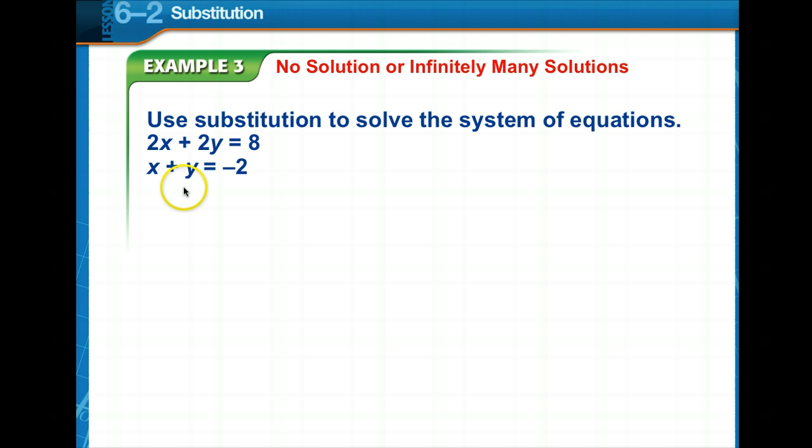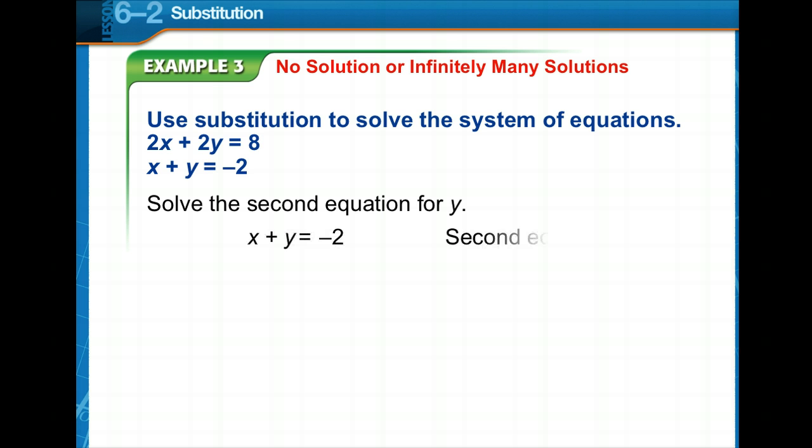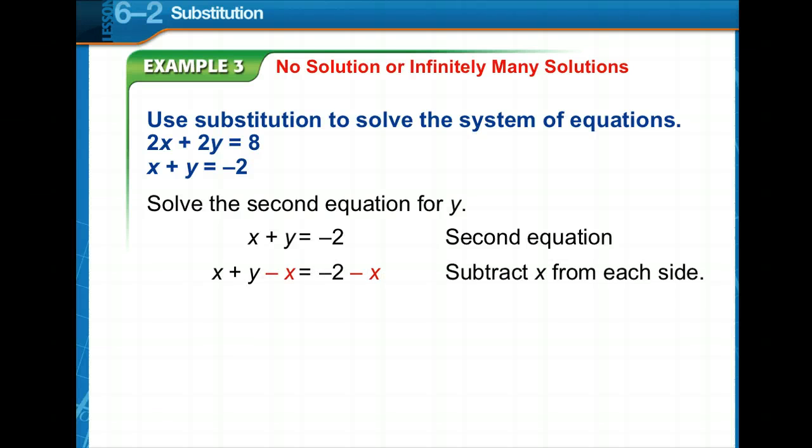First of all, we have to solve for one of the variables. Which one do you think would be easier to manipulate? Both of them have coefficients of 1, so we're going to decide to solve the second equation for y. We're going to subtract x from both sides. That's going to leave us with y is equal to -2 minus x. So now in the first equation, in place of y, we're going to substitute in -2 minus x.